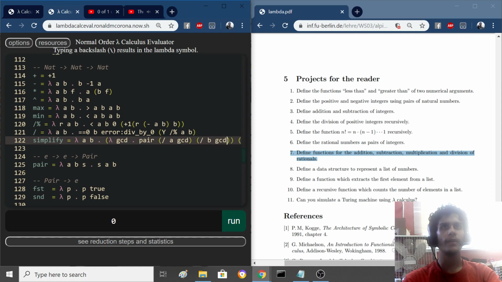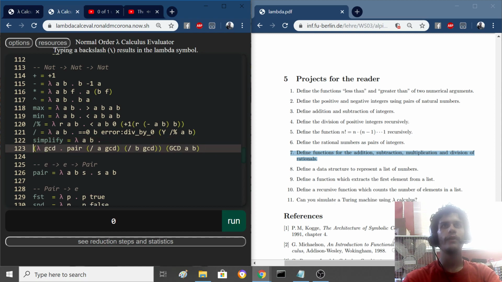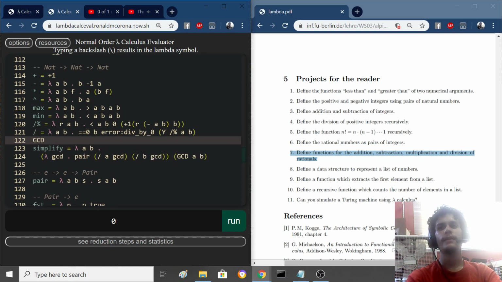This is getting a bit long. I'll go ahead and move it on to the next line. Okay, so yeah, a pair dividing A by the GCD and B by the GCD. Surely that will simplify it. I just need to define GCD, the greatest common divisor.